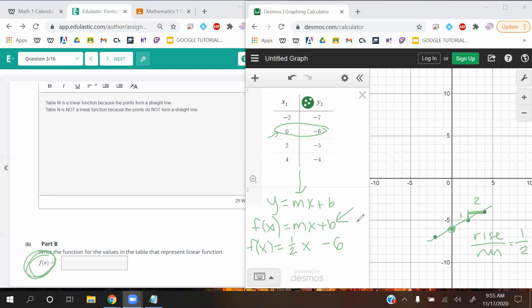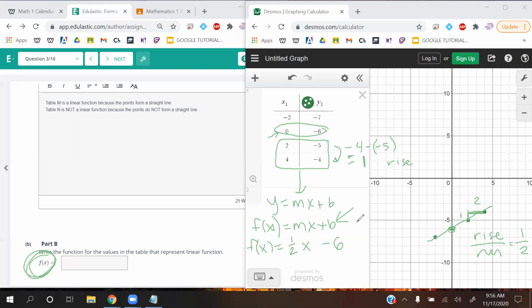If you were to do this from the graph, what you could do is pick any two sets of points, and you would calculate the rise from the y values. So how much do you go up here? From -5 to -4, you can subtract -4 minus -5. Let's see what that equals. That equals -4 plus 5. This will equal 1. So that's your rise.